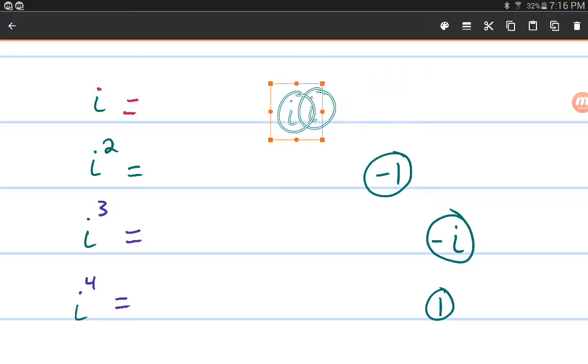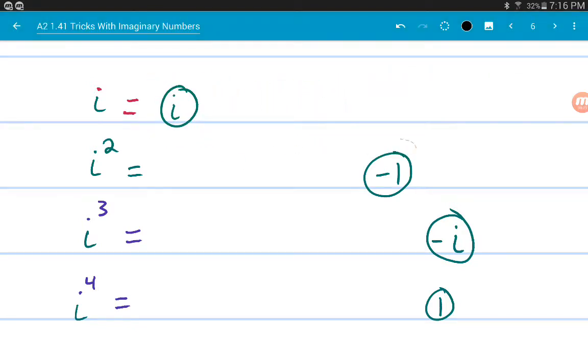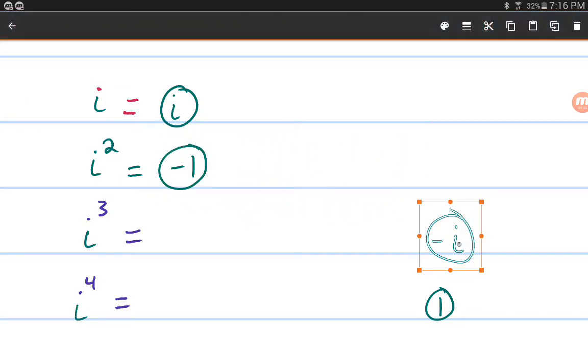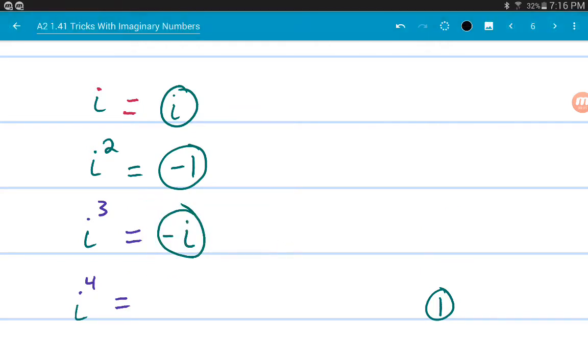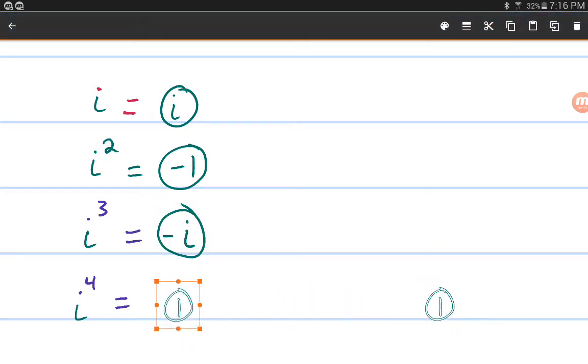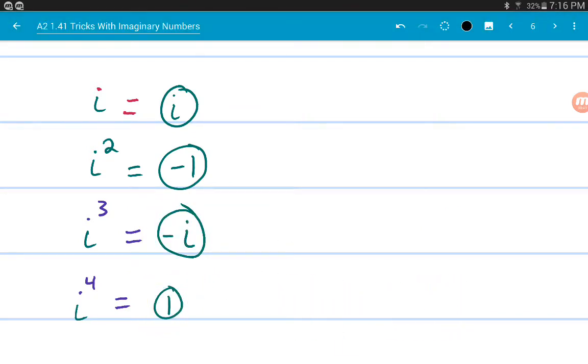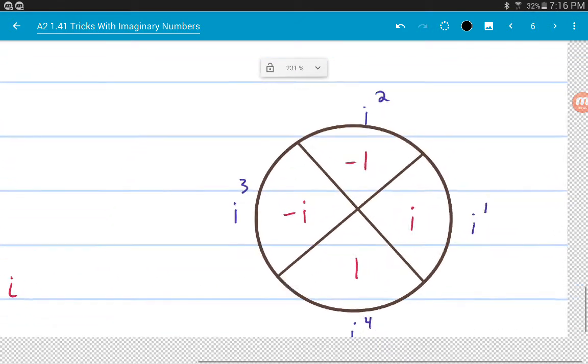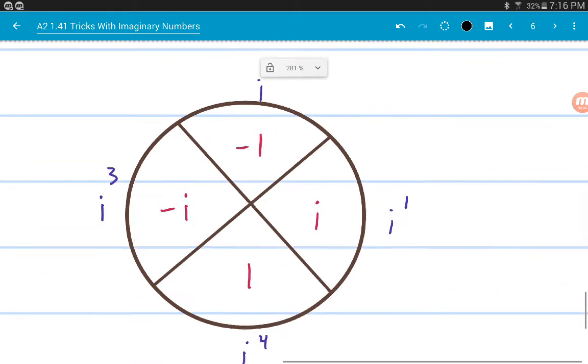Now, i is as simple as it's going to get, so i equals i. i squared equals negative 1. i cubed is equal to negative i, and i to the fourth is 1. Now, we put these into what I like to call the wheel.